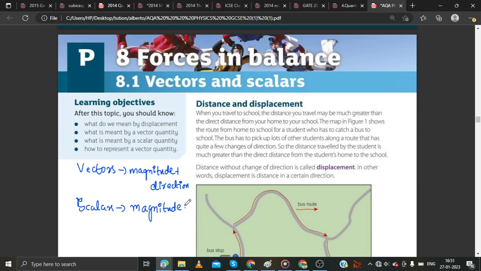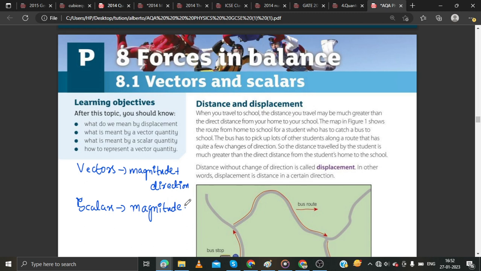For example, a person starts to travel from a point A, travels all the way to his school, and then after class he comes back to his place. Now let's consider what distance is. The total path length covered by that person is known as distance. Whereas when I consider displacement, I only have to consider his starting and ending point. I don't have to consider the path length.